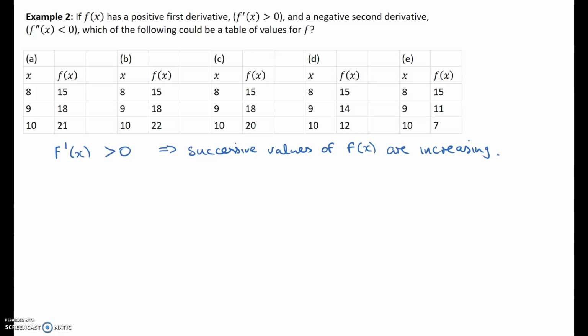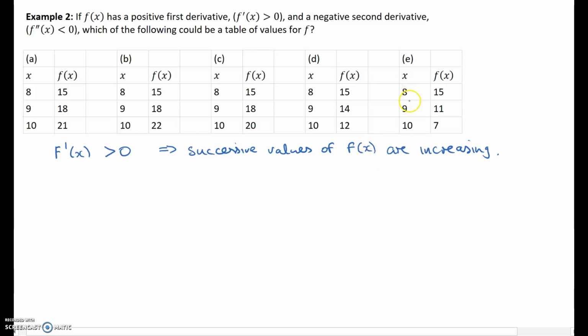Well, if we look at that, then we can immediately rule out D and E, because if you look at the values of f of x in D, f of 8 is 15, f of 9 is 14, f of 10 is 12. So as the x's are going up, the f of x's are actually decreasing. That's the opposite of what we want. We want successive values of f of x to be increasing. So in other words, we want to find that as x goes up, f of x is going up.